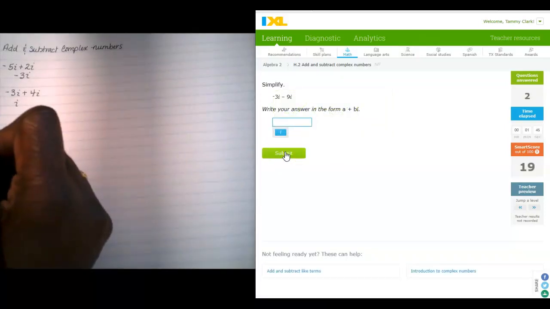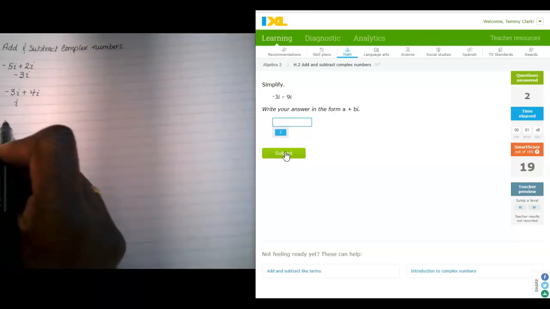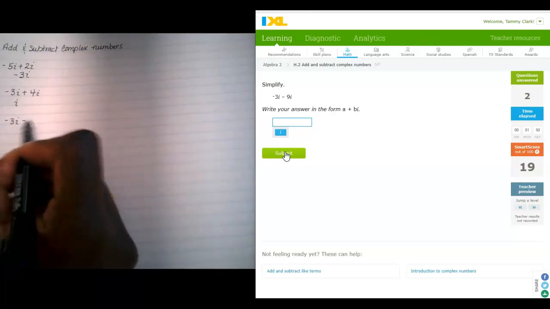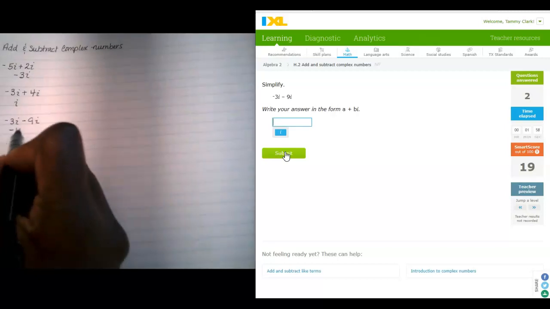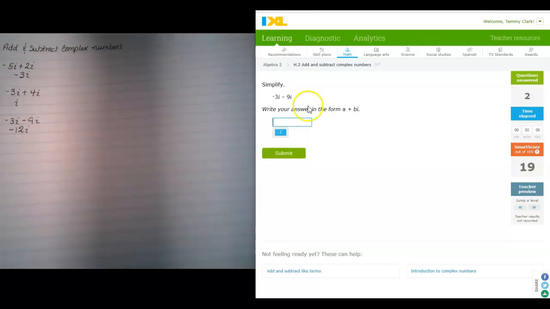Number 3, we've got negative 3i minus 9i. Well, negative 3 minus 9, the signs are the same, so we simply add them and keep the sign. So that would be negative 12i.